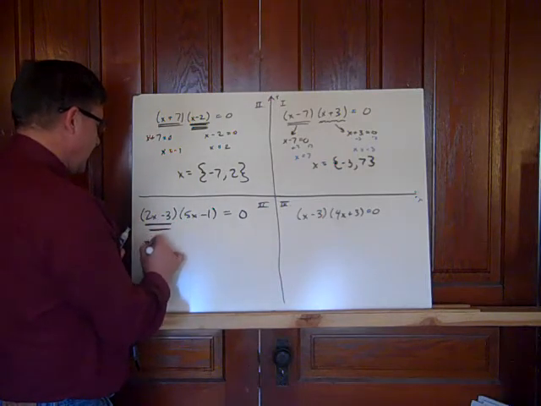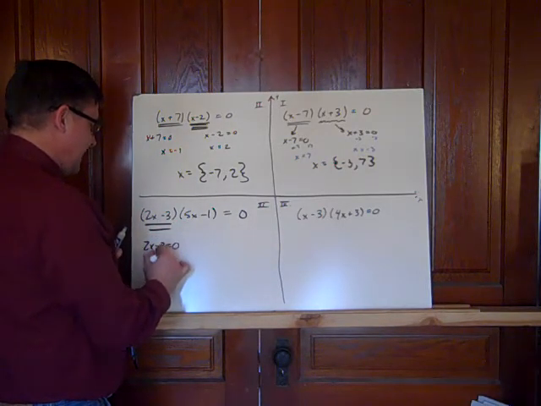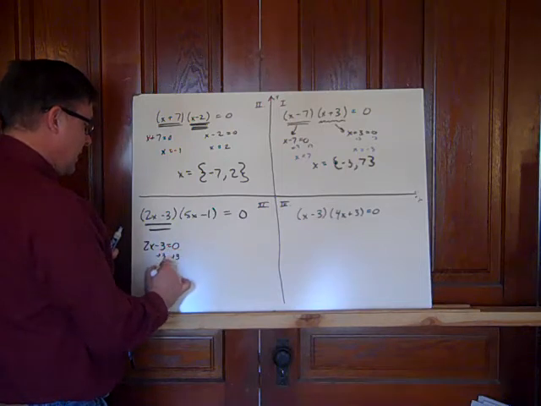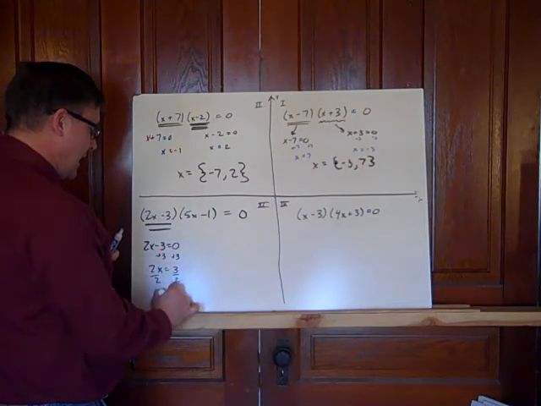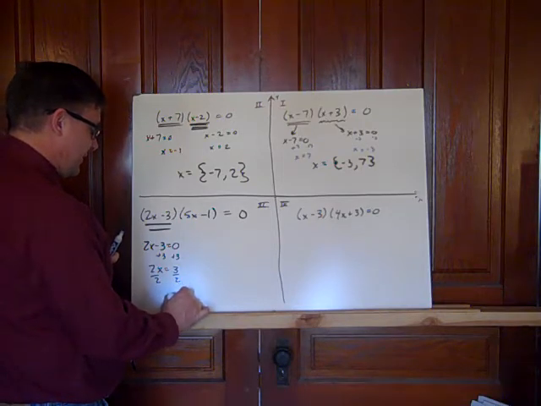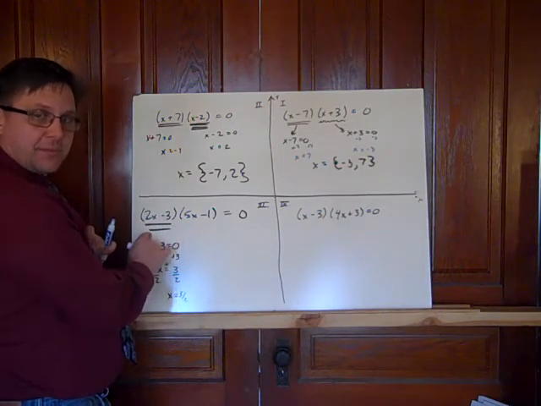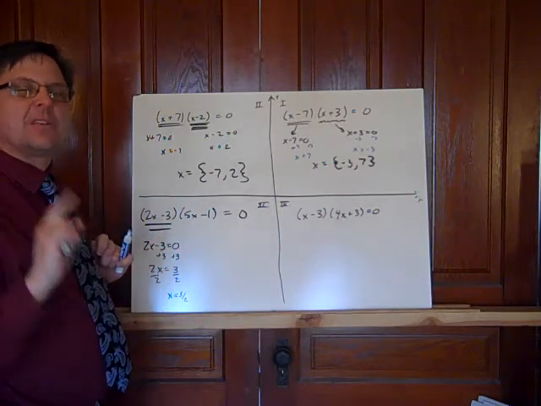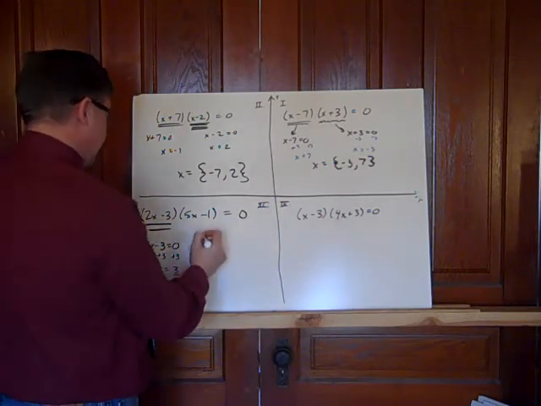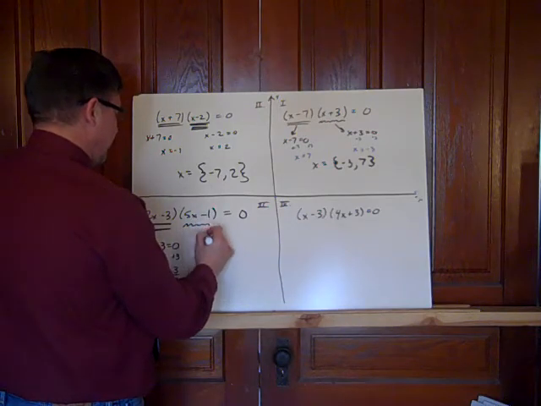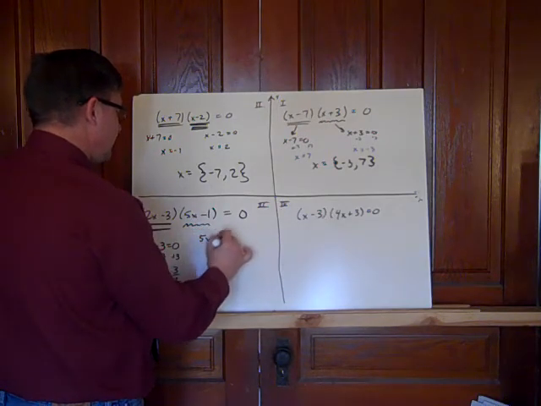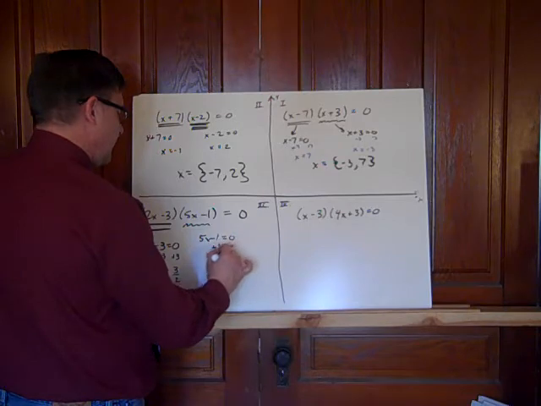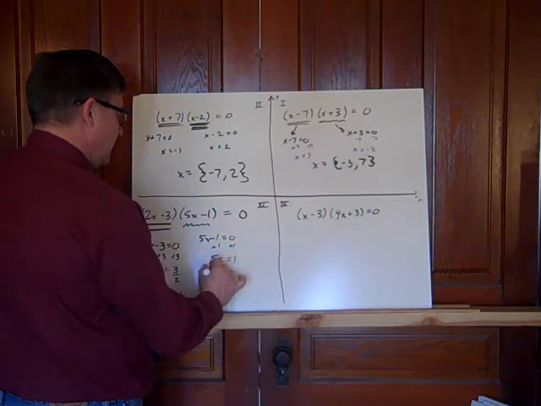Here we go. 2x minus 3 equals 0. Add 3. And all of a sudden we get 2x equals 3. So x is 3/2. Because 3/2 times 2 is 3, minus 3 is 0. Alright, it's what makes it 0, not the opposite. This one, 5x minus 1 equals 0. Add 1 to both sides. 5x equals 1. Divide by 5.